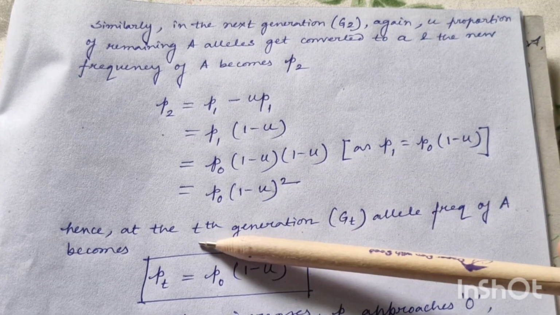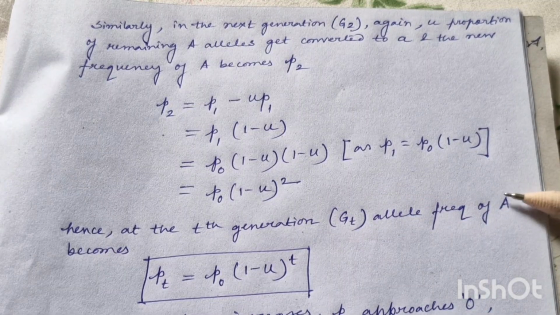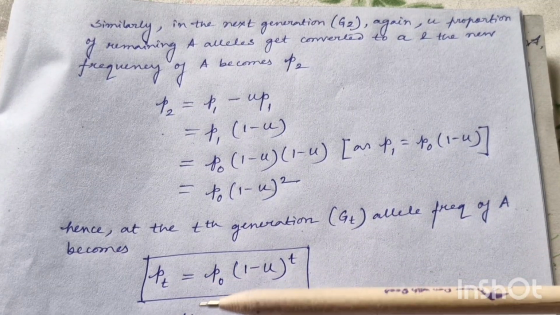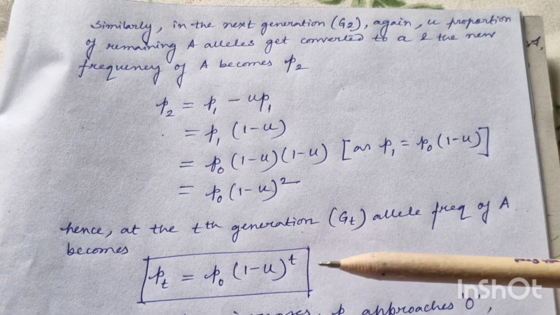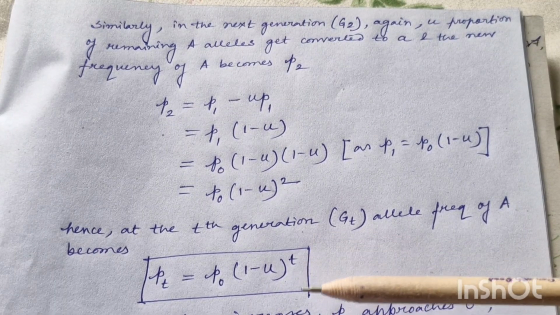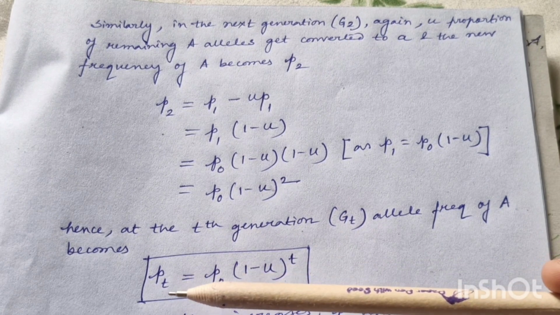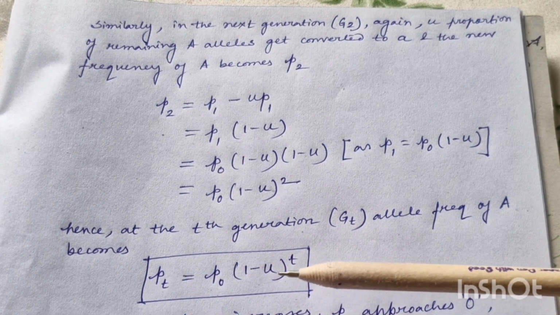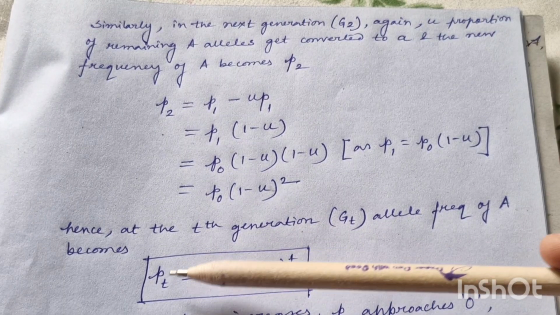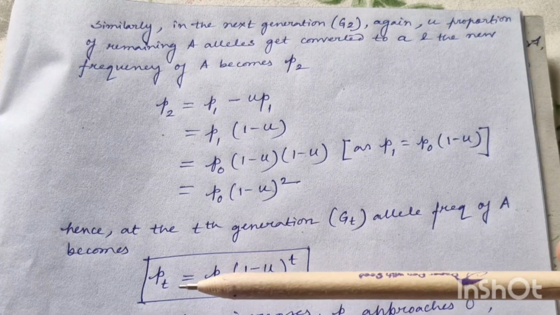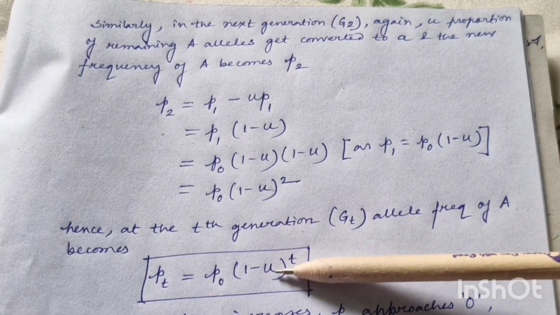Okay. So hence at the tth generation, that means GT, the allele frequency of capital A becomes PT, which is equal to P0 into 1 minus U to the power T. Okay. So using this formula, you can get the allele frequency of the dominant allele at any generation, and you can also get the mutation rate if you know the generation number and the allele frequencies in the earliest generation and at the tth generation. You can also get the forward mutation rate.